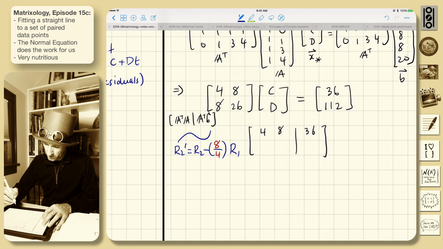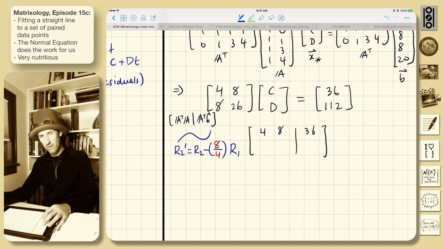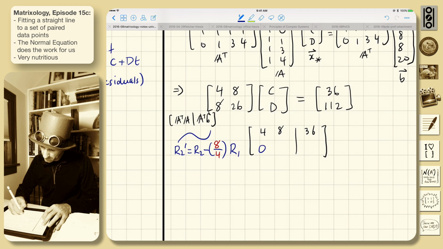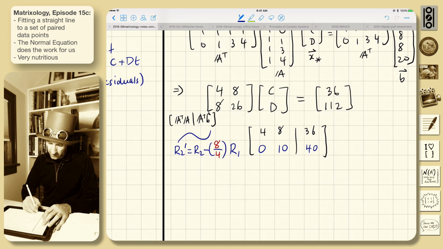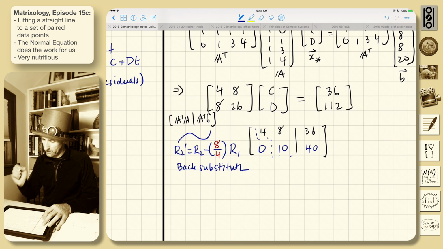The bottom one is changing. So we're subtracting 2 of the first row from the second row. We've done this a million times. So there's a 10 here. And then 112 minus 72 is 40. Okay, so we can solve this now. We just do back substitution, that's fine. Right, we're being pragmatic. This is U.